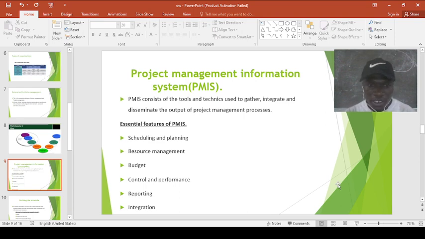This project management information system has 6 essential features, of which we have the scheduling and planning feature, resource management feature, budgeting feature, control and performance feature, reporting feature, and integrating feature.